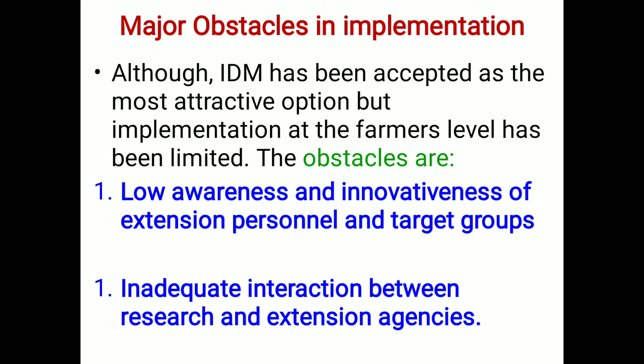That means in most of the universities, whatever research is conducted, whatever the result of that research is, it may be beneficial or harmful. So that result is not communicated to the extension agencies. And if it is not properly communicated to extension agencies, that information is not carried out to the farmers, and due to that the IPM module is not implemented by the farmers.